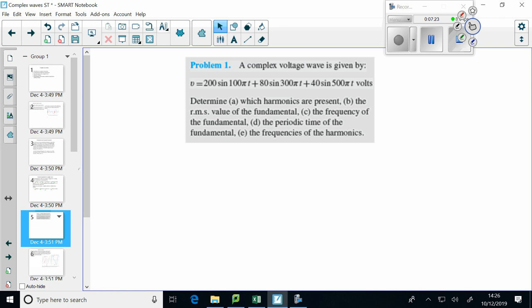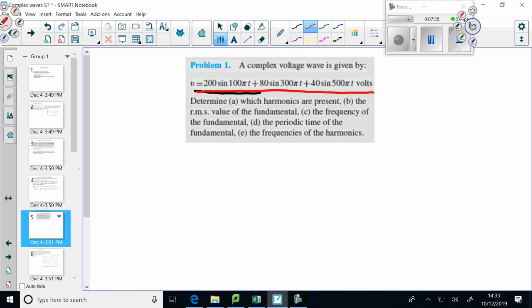Alright? It looks like quite a bit there, but it's not particularly difficult. Have a go at that. There's your function. Which part of that is the fundamental? The one with the lowest what?